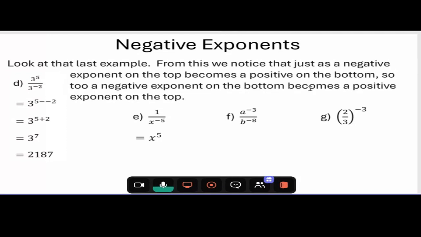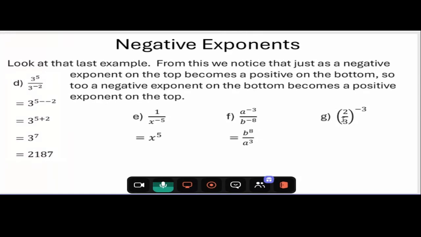Here we have negative exponents on the bottom and the top, so the one that's on the top is going to go to the bottom as a positive, and the one that's on the bottom is going to go to the top as a positive. So a to the -3 becomes 1 over a to the +3, and b to the -8 on the bottom becomes b to the +8 on the top. So a nice nifty little pattern that works both ways, right? A negative exponent on top becomes a positive exponent on the bottom and vice versa.